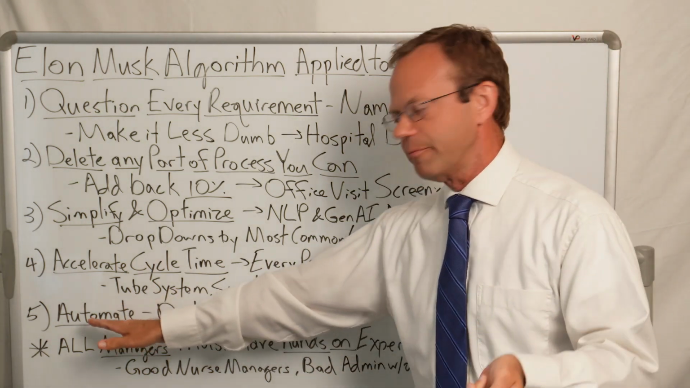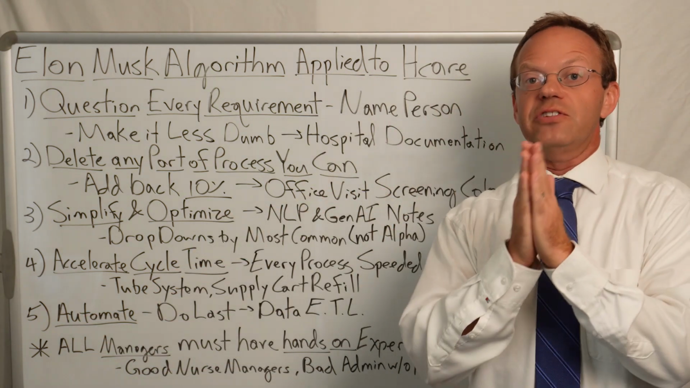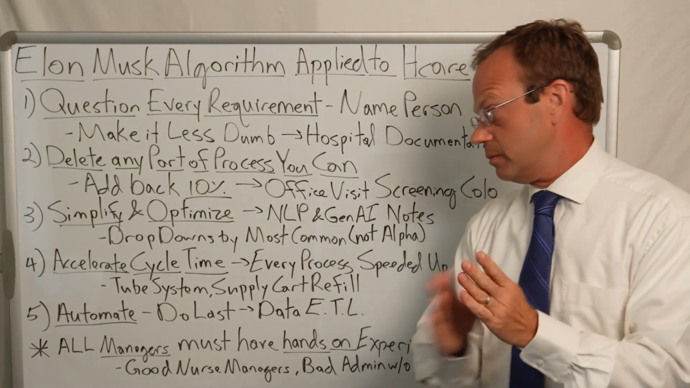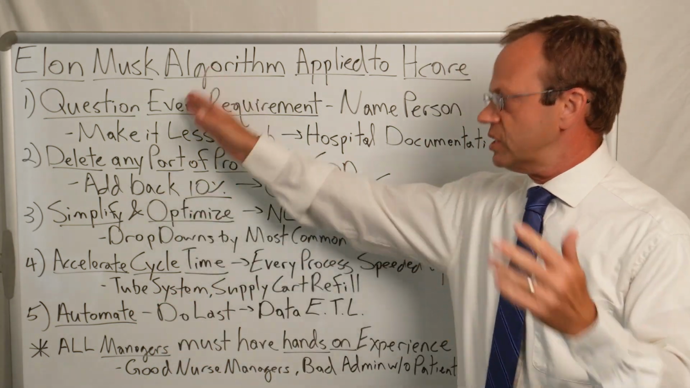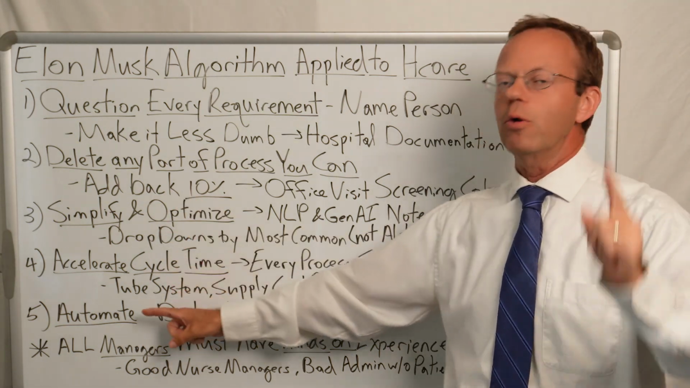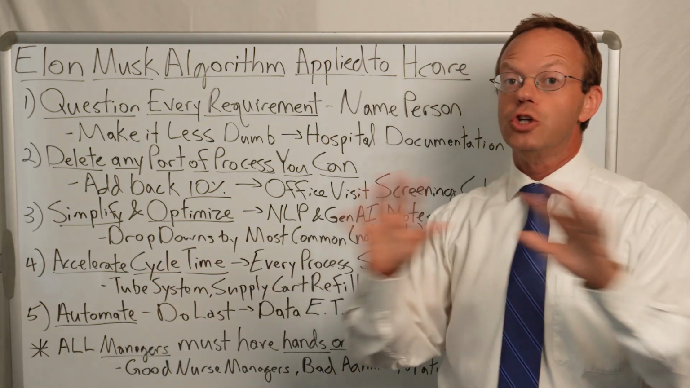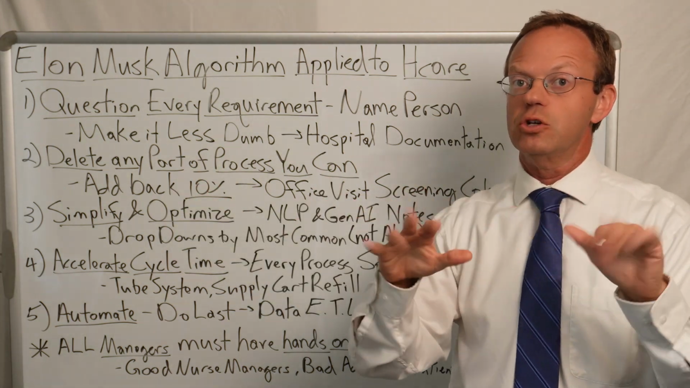Okay, number 5. You can automate things. What things don't need to be done by a person? And here in a hospital, the automation needs to be done last. So again, you want to question the requirements, delete any unnecessary process, simplify and optimize, you want to celebrate, and only then do you automate. Don't try to automate stuff that shouldn't be done in the first place. Elon Musk himself said that was a huge mistake that he made.